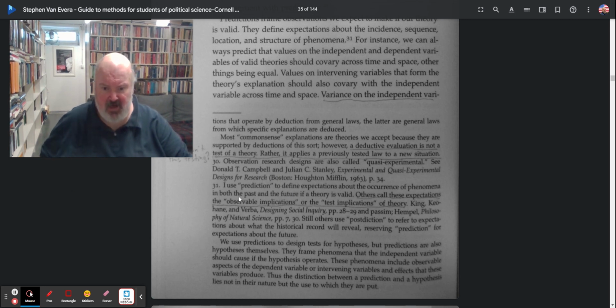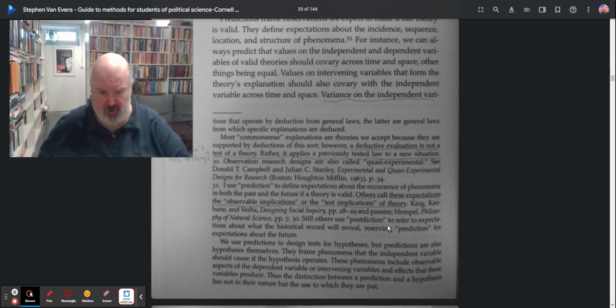He says, I use prediction to define expectations for the occurrence of phenomena in both the past and present, and the future, if a theory is valid. Others call these expectations the observable implications or test implications of a theory. This is King, Keohane, and Verba, Designing Social Inquiry, and others. Hempel, in his books, likewise.